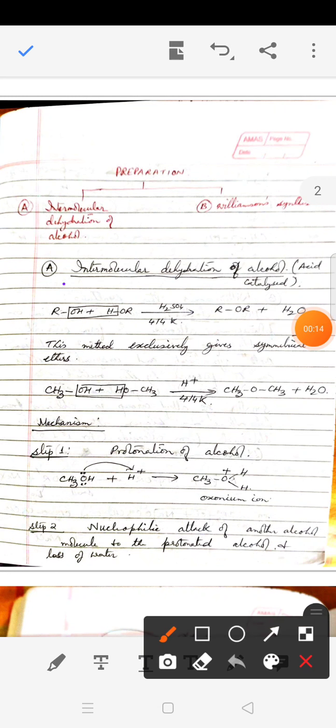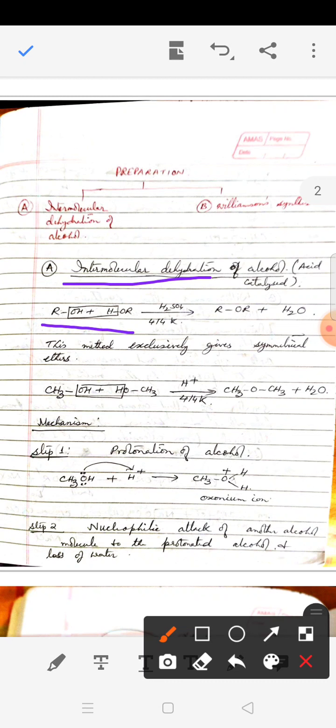Now let us take up the method of preparation for ethers. There are two methods. One is intermolecular dehydration of alcohol and another is Williamson synthesis. Intermolecular dehydration, as the name suggests, is a molecule of water being taken away from two molecules of alcohol, and it is an acid catalyzed reaction.